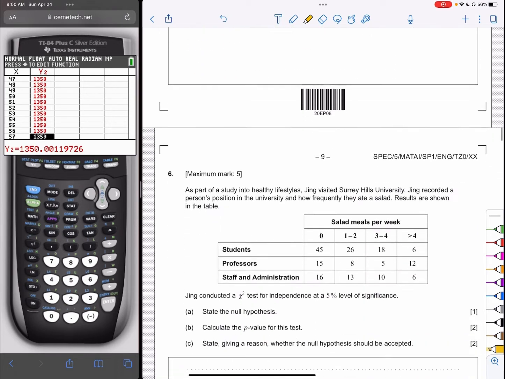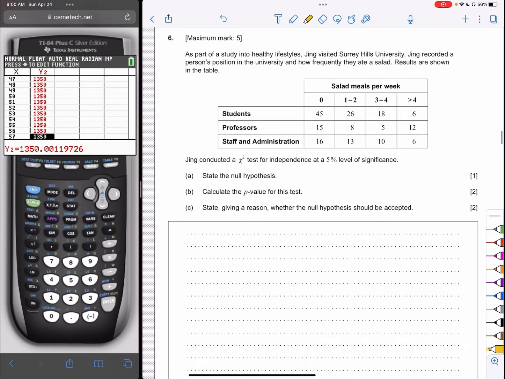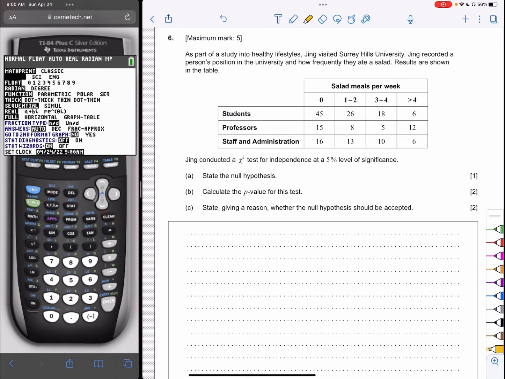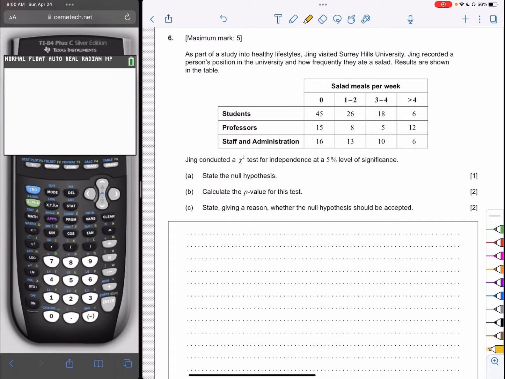Now let's look at number 6. It says, as a part of a study into healthy lifestyles, Jing visited Surrey Hills University. Jing recorded a person's position in the university and how frequently they ate a salad. The results are shown in the table. He conducts a chi-square test for independence at a 5% level of significance. So they want us to state the null hypothesis.